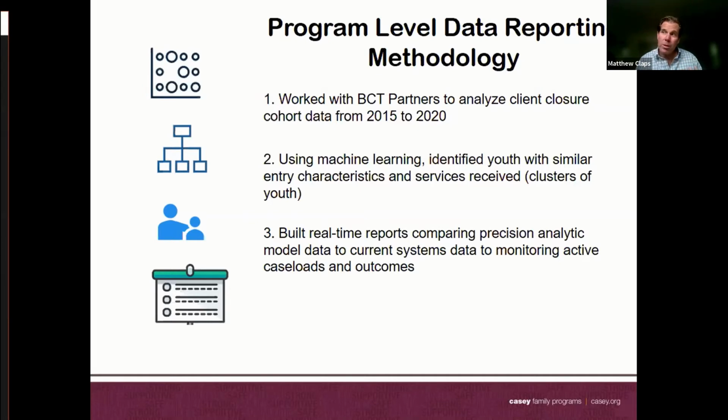By harnessing the computational power of machine learning, we were able to identify various clusters of youth that we're serving within our out-of-home care program and how the characteristics of those youth are correlating with the outcome of achieving legal permanency. And then working again with Pete as one of our consultants, we were able to build some real-time data reporting so we can track our progress over time. So I'm going to share with you a couple of these reports.